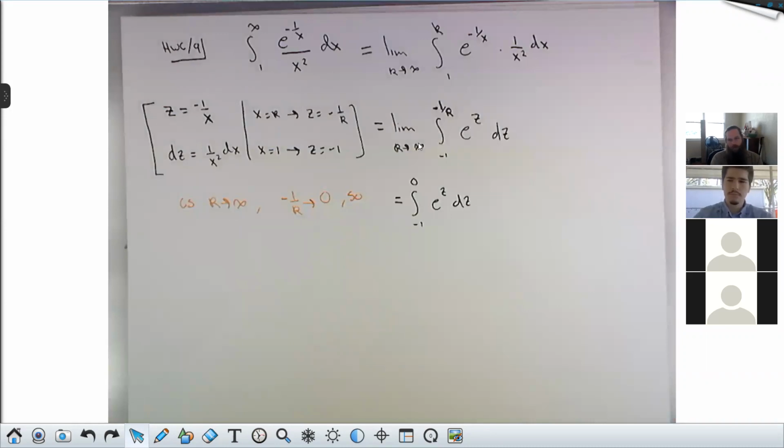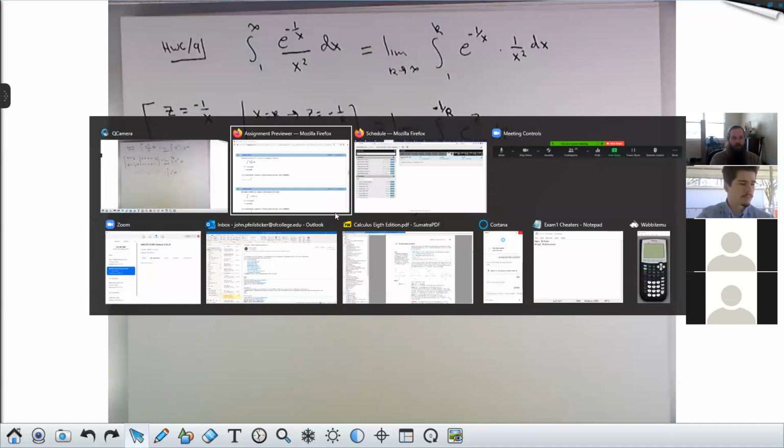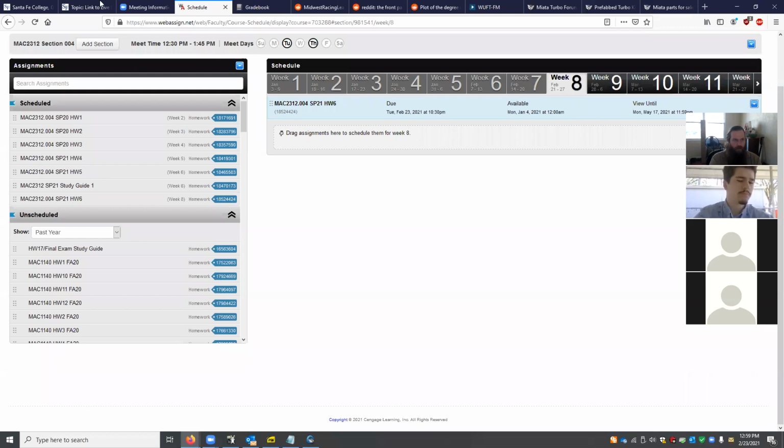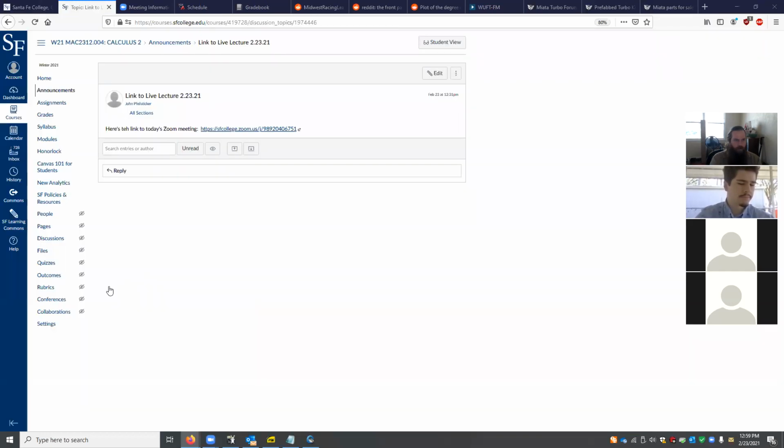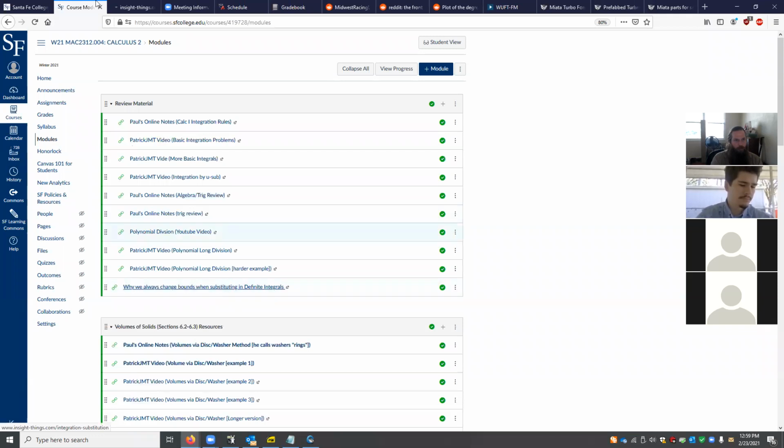Now you don't need to do it like this. You could just go ahead and write down your antiderivative, plug in those bounds, and then take the limit. But I think this is a cool observation that when you make this substitution, it takes the improper integral and turns it into a proper one. That's a very cool substitution. And I would love it if you could see this in the context of the thing I posted to the modules a long time ago about why we change bounds in u sub.